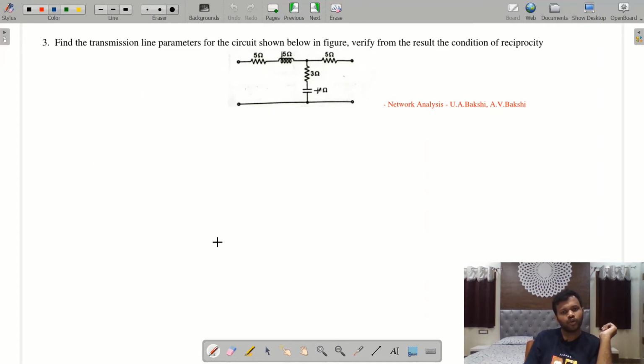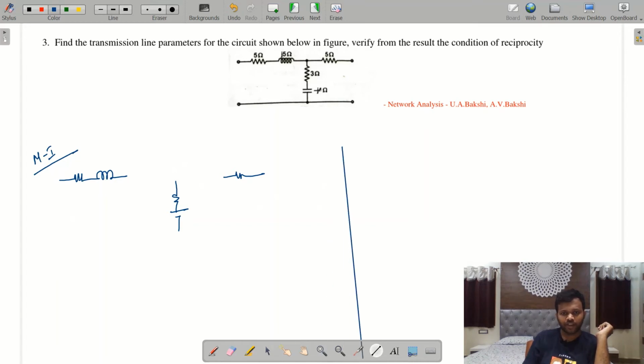So we can do this in two methods. Method 1, right? How can we divide this network? I can divide it into three parts. This is my part 1, part 2, part 3. These three parts are connected in cascade. So when these three parts are connected in cascade, what will happen to my ABCD parameters?